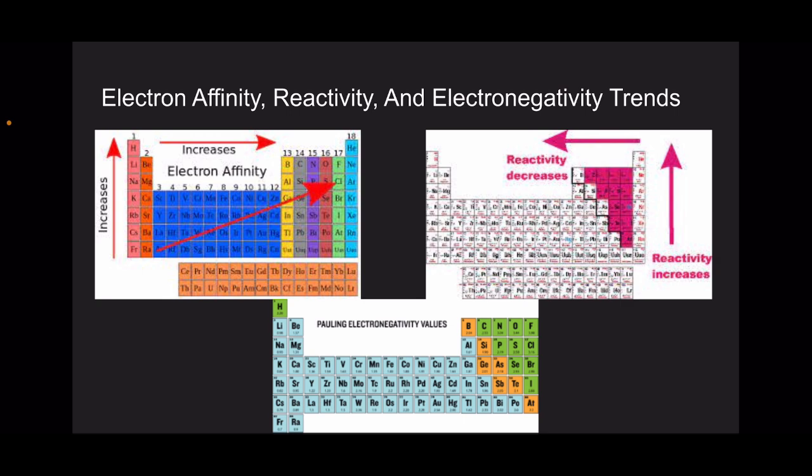Now, the bottom picture is showing the electronegativity, and generally it increases going to the right and also increases going up. And electronegativity is describing the tendency of an atom or a functional group to attract electrons toward itself. And that is all I have for nonmetals.